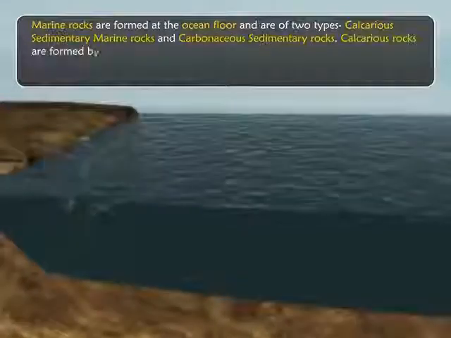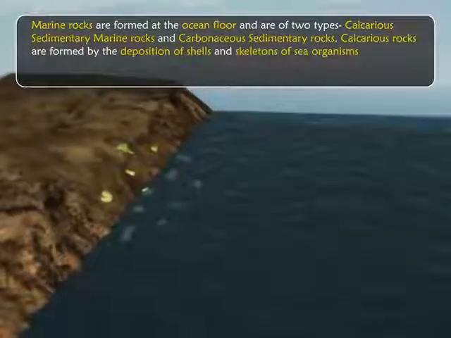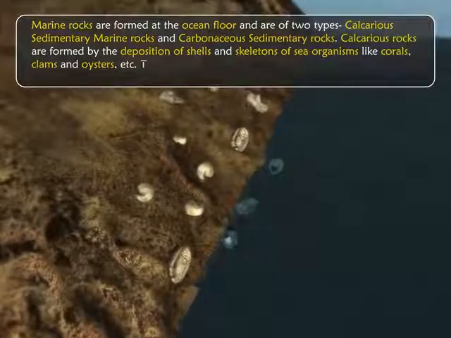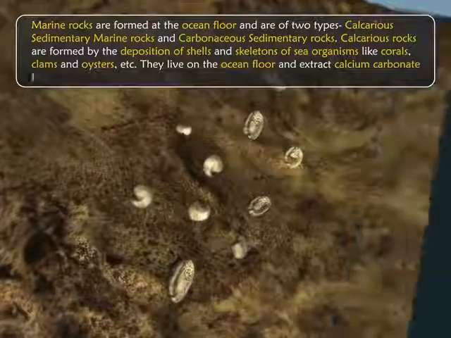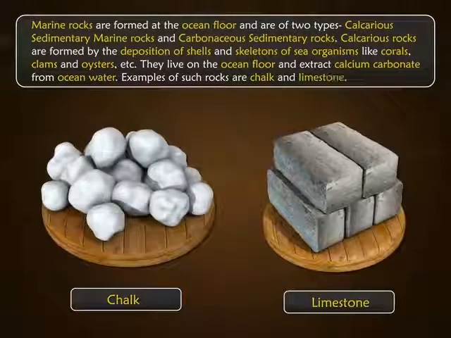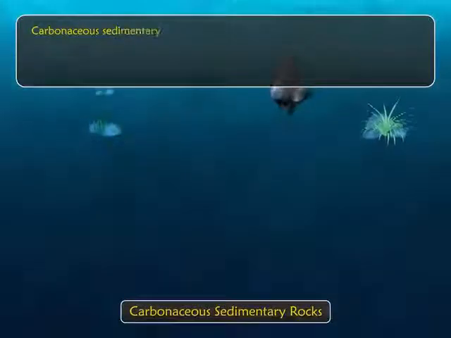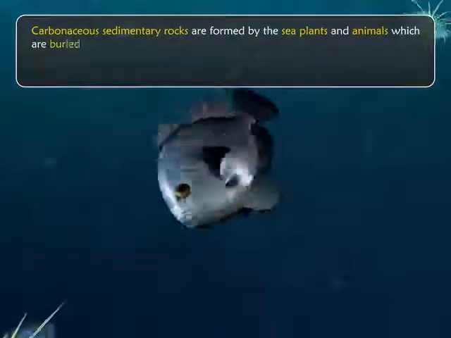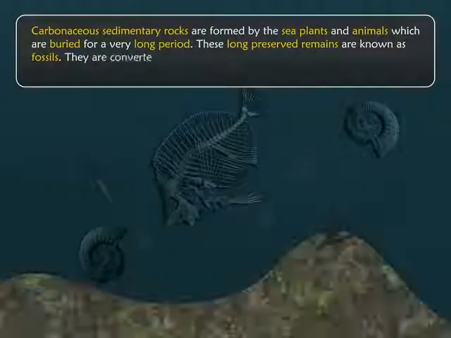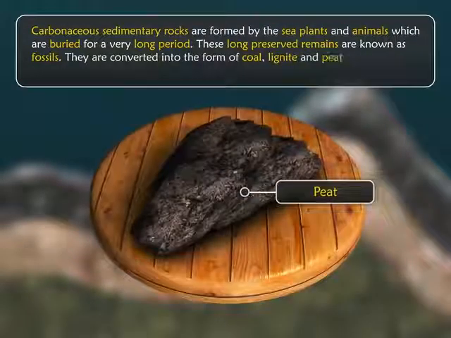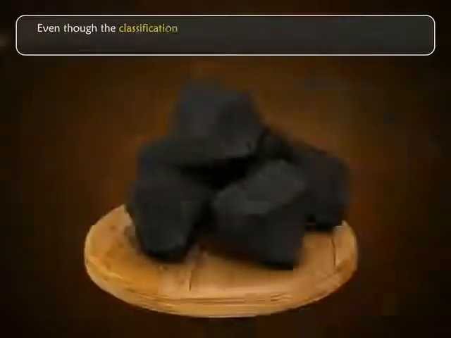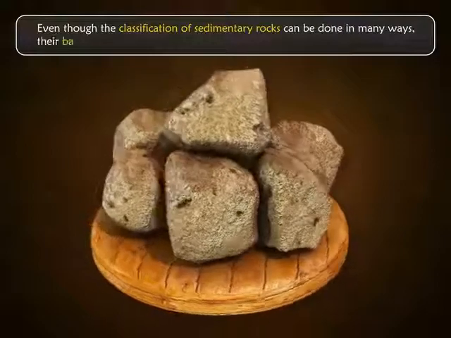Calcareous rocks are formed by the deposition of shells and skeletons of sea organisms like corals, clams, and oysters, etc. They live on the ocean floor and extract calcium carbonate from ocean water. Examples of such rocks are chalk and limestone. Carbonaceous sedimentary rocks are formed by the sea plants and animals which are buried for a very long period. These long preserved remains are known as fossils. They are converted into the form of coal, lignite and peat due to the pressure of overlying rocks on them. Even though the classification of sedimentary rocks can be done in many ways, their basic characteristics remain the same.